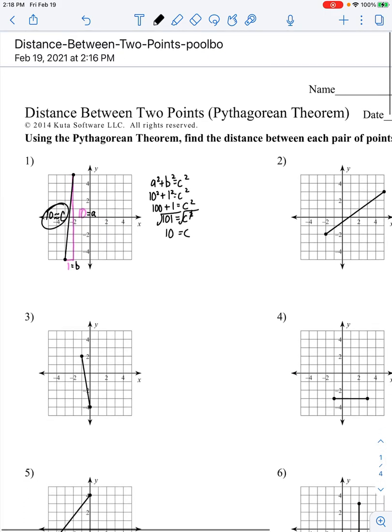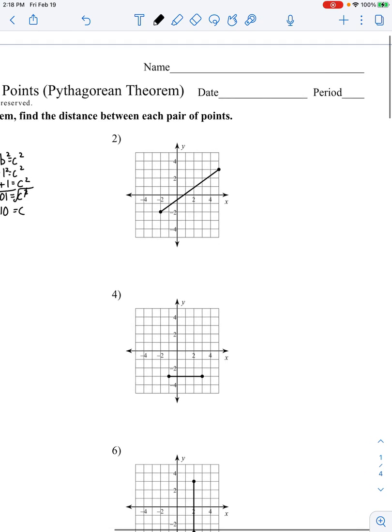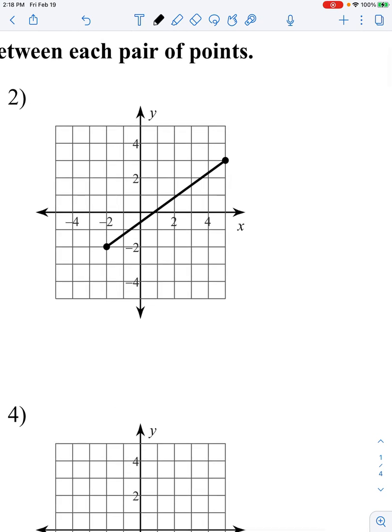So let's try this a few more times. Take a look at number 2. On your sheet, I just want you to do a sketch of the line, and then I want you to sketch the sides. 1, 2, 3, 4, 5. So that leg is 5 units long. This leg is 1, 2, 3, 4, 5, 6, 7 units long. And see, I know this is a right triangle because of this box here. And I'm looking for C. Our slanted line is always going to be our C.